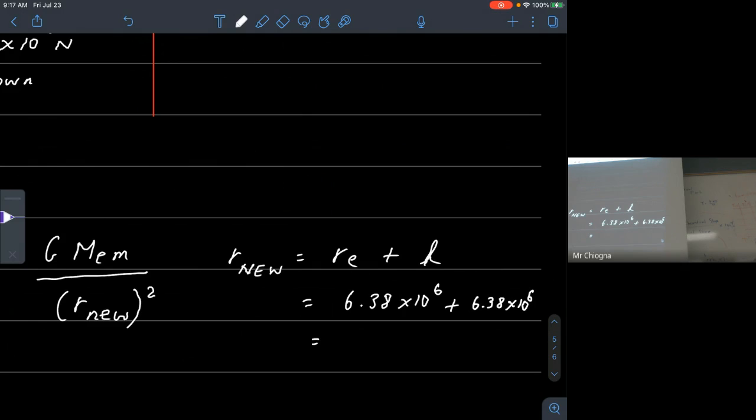I'm going to show you how to do it by just adding them, because you're not always going to have it as simple as doubling. So what do we get when we multiply this by 2? 6.38 times 10 to the 6. It is 1.276 times 10 to the 7 meters. That's our new R.